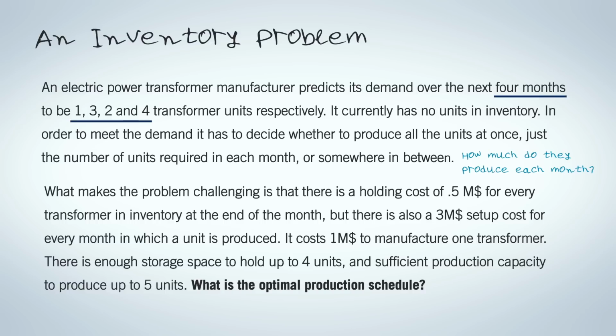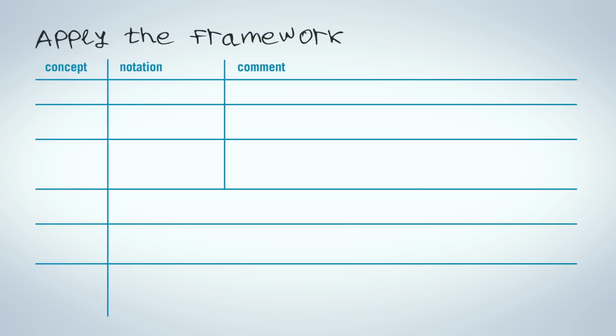So where do we go with this? We need to apply it to the framework, so let's apply it. We're going to have all the same concepts as we had before. Let's concentrate on the important ones. The important ones are the stages. We definitely need to know what the stages are. N means a month, and that's 1, 2, 3, and 4.